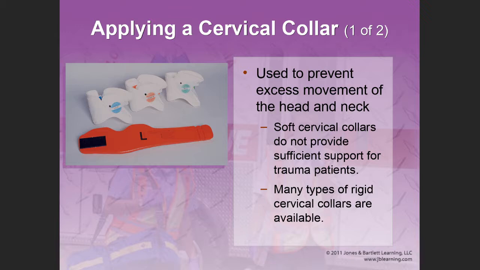Now, applying a cervical collar is used to prevent excess movement of the head and neck. I have various types of cervical collars. You have soft cervical collars that do not provide sufficient support for trauma patients, so we do not utilize soft cervical collars in the EMS setting. All of the C collars that are used are rigid in the pre-hospital setting. You will see persons with soft collars that have rhinic or whiplash type injuries.